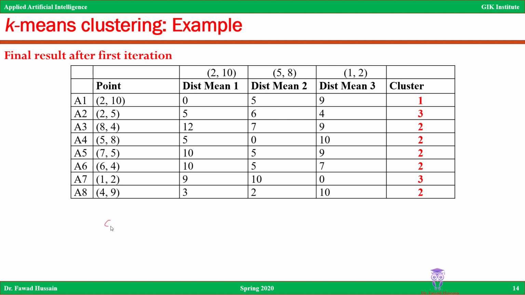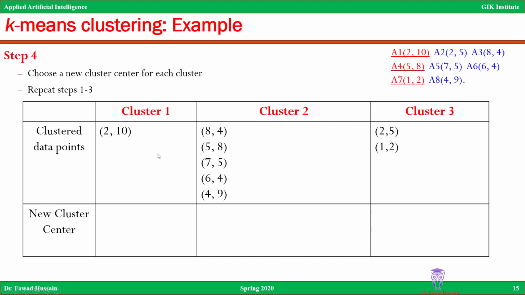Now I see that my first cluster C1 contains the element A1, and my second cluster C2 contains the elements A3, A4, A5, A6, not A7, and A8. So 1, 2, 3, 4, 5, and then my C3 contains only 2 elements, which are A2 and A7. So at the end of my first iteration, I am left with 3 clusters, which are A1 belonging to the first cluster, A3, A4, A5, A6 and A8 belonging to the second cluster, A2 and A7 belonging to the third cluster, which are shown here.